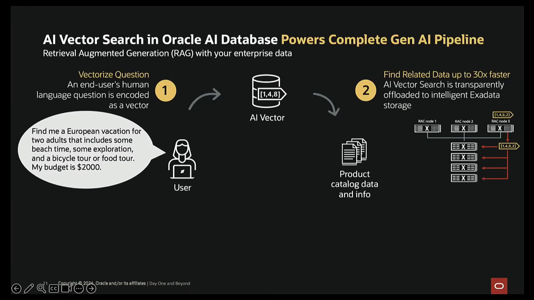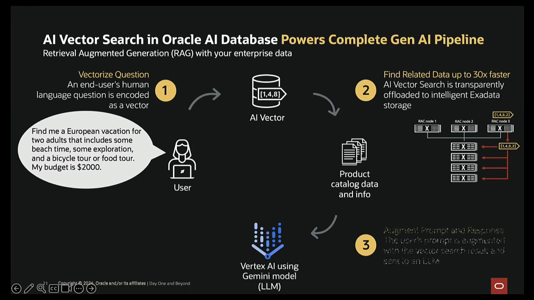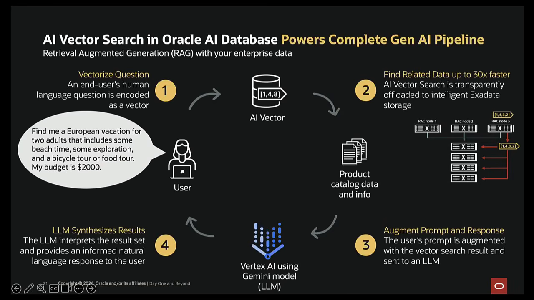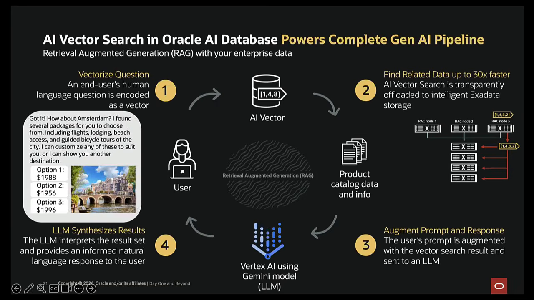So only the most relevant results are returned from each storage server to the database servers, optimizing data transfer and data processing required to do a final sort for the top results to send back to the users. And then the user's prompt is augmented with the search results and sent to the Vertex AI LLM to formulate a natural language response to send to the user with the optimal results from the original request.